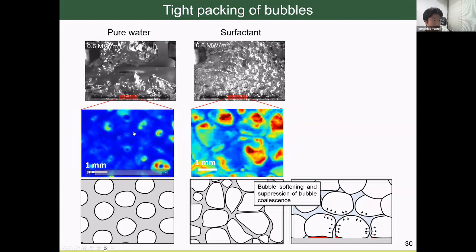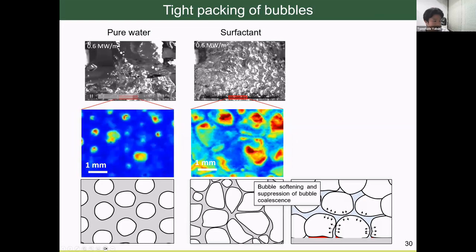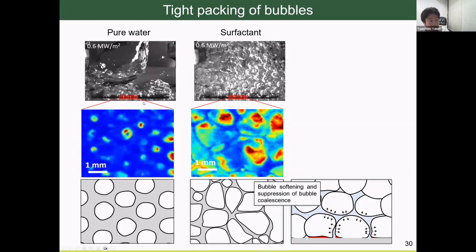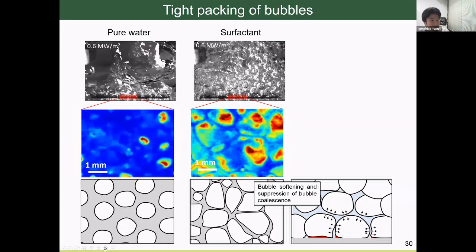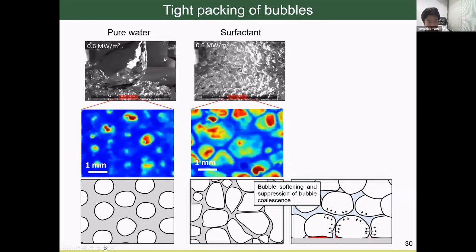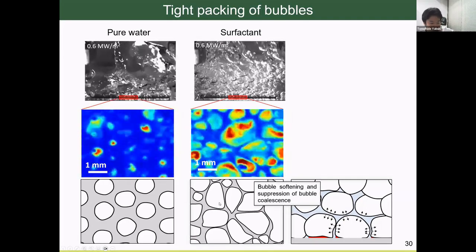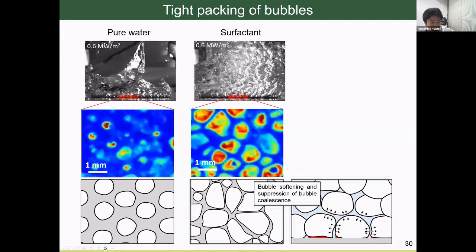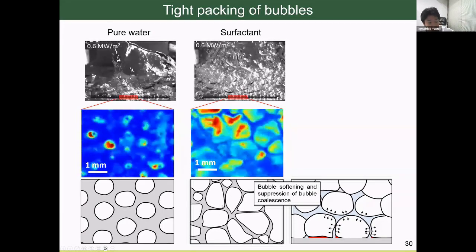And for the pure water case, the primary bubbles merge into a large coalesced bubble, a mushroom bubble at the top. And so this results in a smaller area coverage of bubbles on the surface. On the other hand, surfactant addition suppresses the bubble coalescence, and also bubbles can be deformed easily into complicated shapes because of bubble softening. And these two effects result in a larger area coverage of bubbles on the surface.